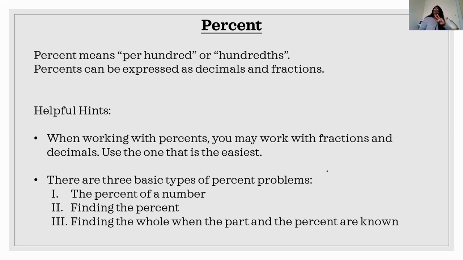So there's 3 basic types of percent problems that you're going to see. It's either finding the percent of a number, finding the percent, or finding the whole when the part and the percent are known. So you're probably reading like, what are you talking about? Let me show you through examples, okay?